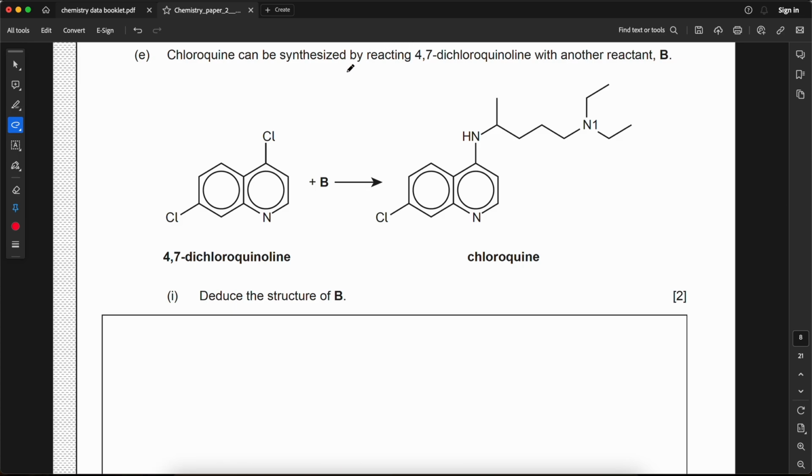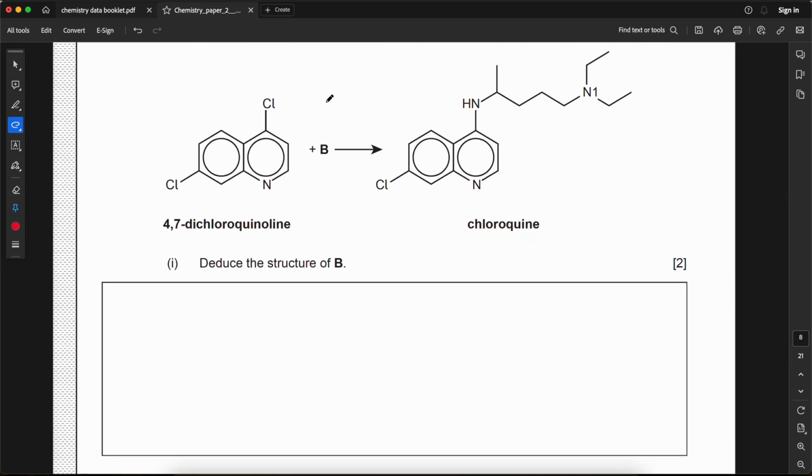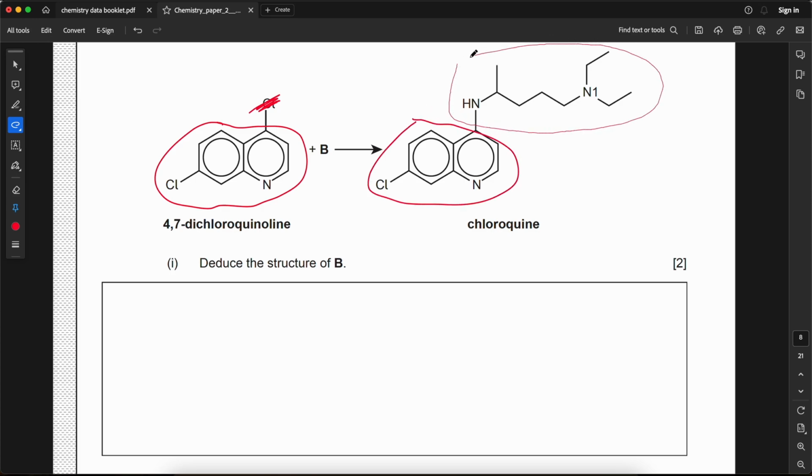Chloroquine can be synthesized by reacting this and B to produce chloroquine. Deduce the structure of B. So as you can see here, we've got 2Cl. This will be discarded and replaced by this structure. Okay, so we can just copy this down, but the problem is this.